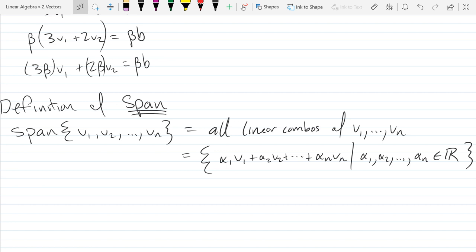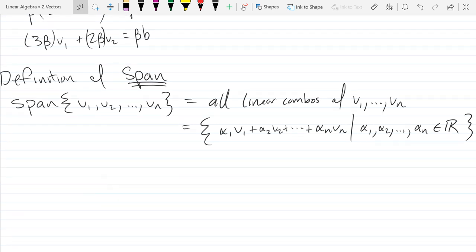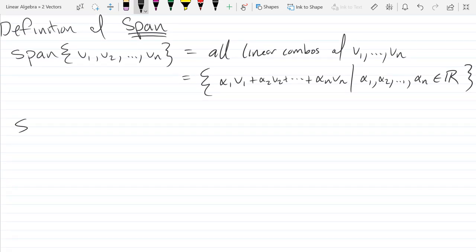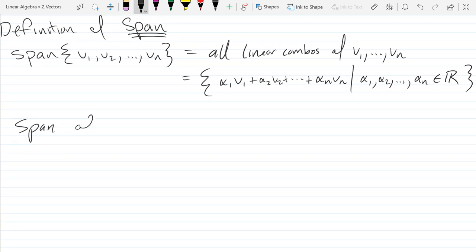Now, graphically, what does that mean? Let's look at the easiest case, which is span of one vector. Well, you could have span of zero vectors, but that's kind of trivial because there's no vectors, there's nothing to do. So I believe that would be the empty set. What we're going to do instead is look at the span of one vector. So we'll do this in two dimensions so that I can draw a nice picture.